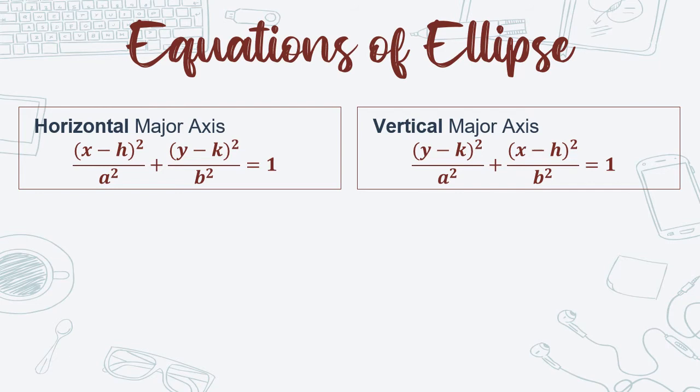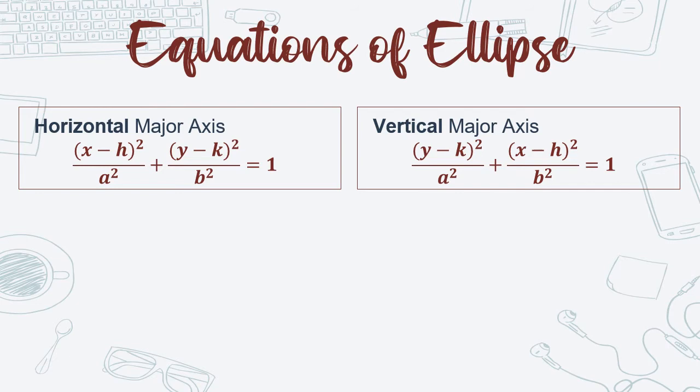Now, what can you notice about our equations? Or what do you think is the difference between the two equations? If the major axis is horizontal, a squared is under (x minus h) squared. On the other hand, if the major axis is vertical, a squared is under (y minus k) squared. Because again, a is the length of the semi-major axis, which defines the orientation of our ellipse.